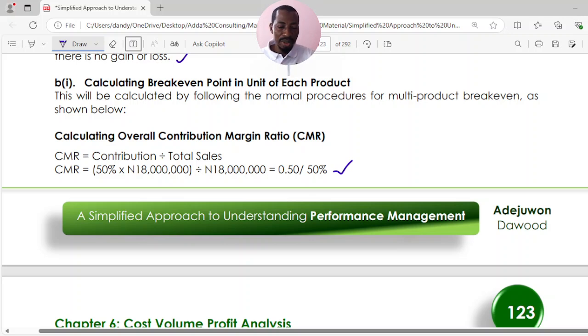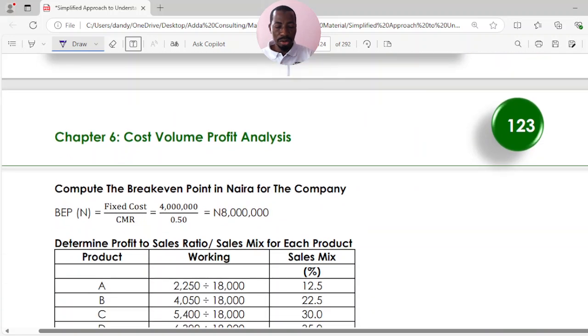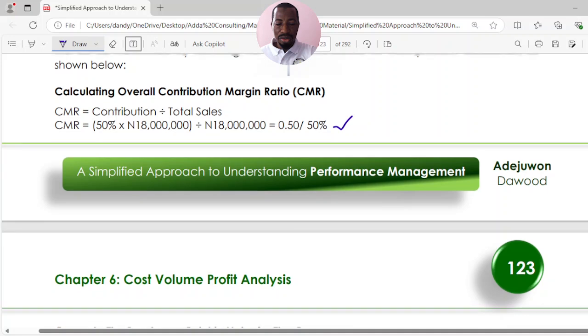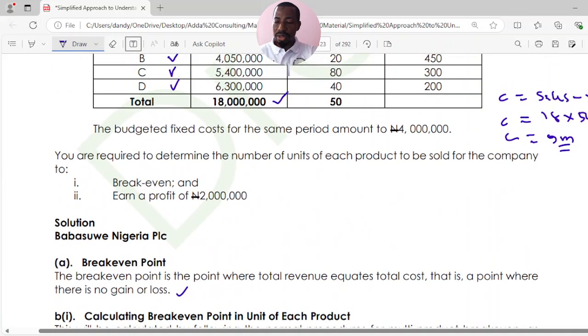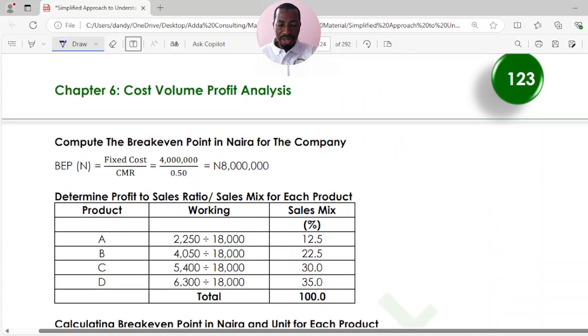Step 2 is to calculate the overall break-even point in naira for the organization. To do this, total fixed cost divided by contribution margin ratio. According to the question, the total fixed cost is 4 million naira. So 4 million divided by 0.5 will give us 8 million. That's how we arrive at this number.